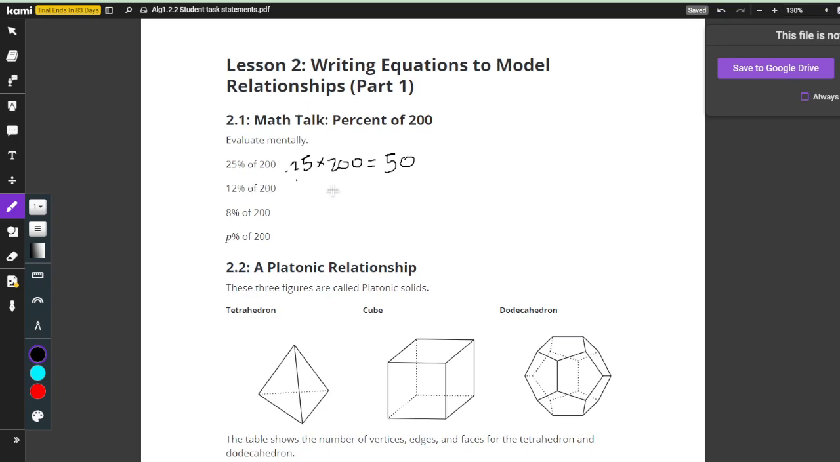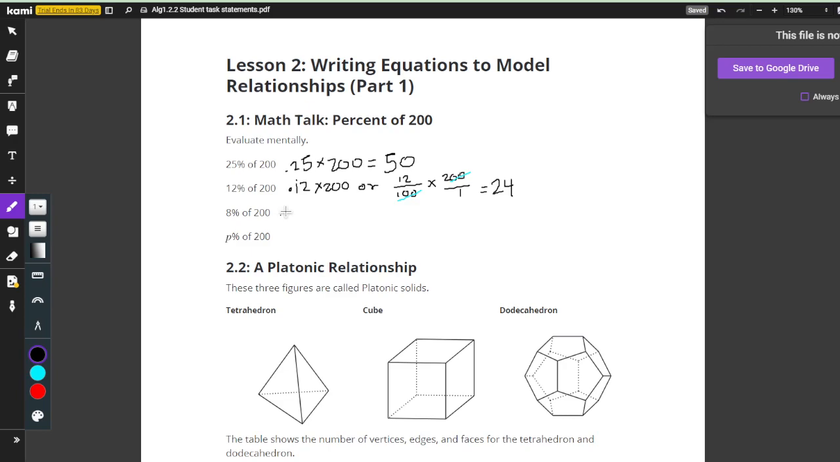12% of 200. 12% is basically 0.12 times 200. Or we can change this to 12 over 100 times 200 over 1. We know these cancel out. I'm going to use blue to help me cancel. These cancel out. The zeros cancel out. So then as you can see, the zeros cancel out. What's 12 times 2? That gives me 24. Notice how easy it is when you do fractions. Fractions help.